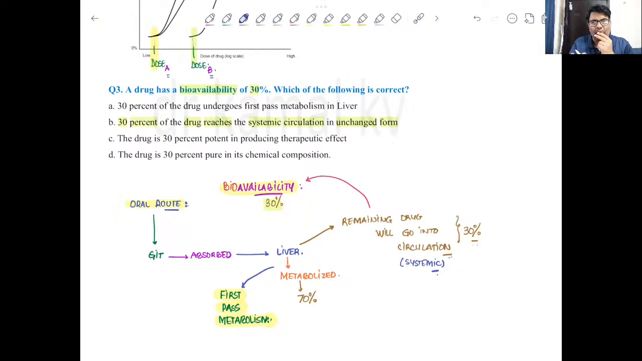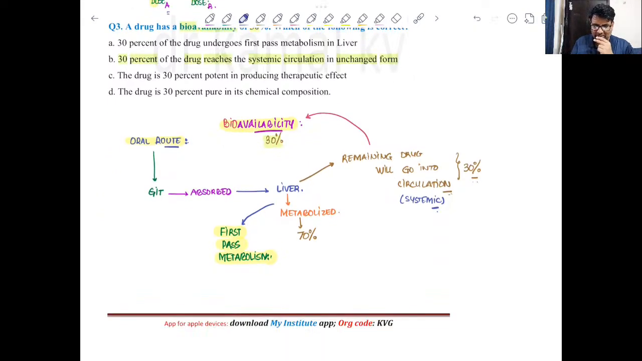Bioavailability is that form of drug which will reach the systemic circulation and that is available to bring about the drug effects. Clear? So if 30% is reaching into systemic circulation, we will say that the bioavailability is 30%. It means 70% is metabolized. Okay? Okay, great. Let's go ahead.